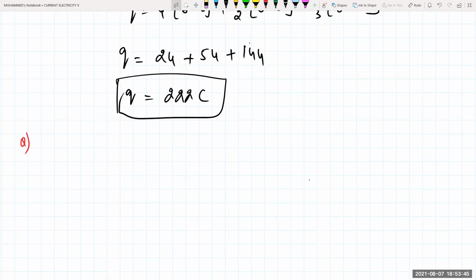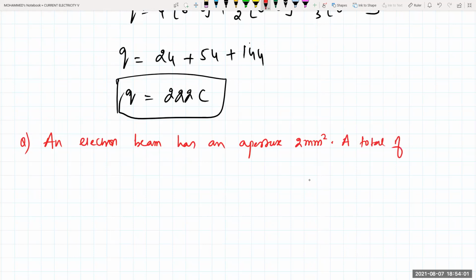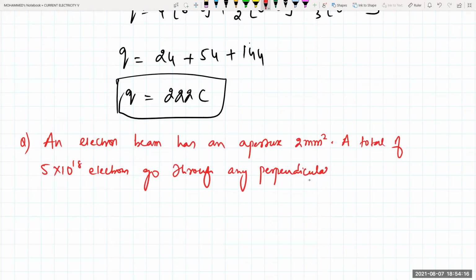ఈ క్వశ్చన్ కూడా చేయనా సార్? Say for example, an electron beam has an aperture 2 mm square. A total of 5 into 10 to the power of 18 electrons go through any perpendicular cross section per second.